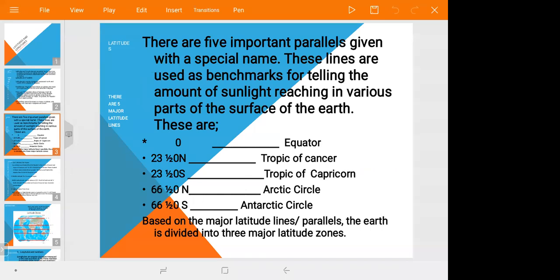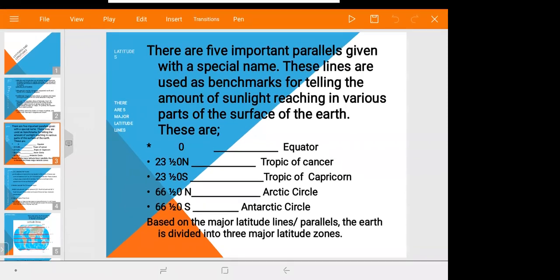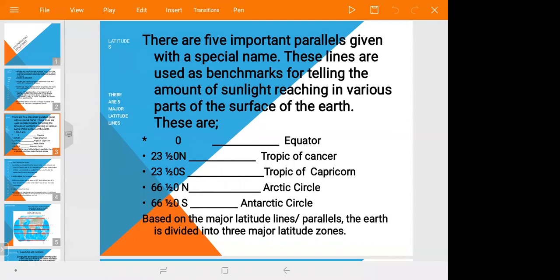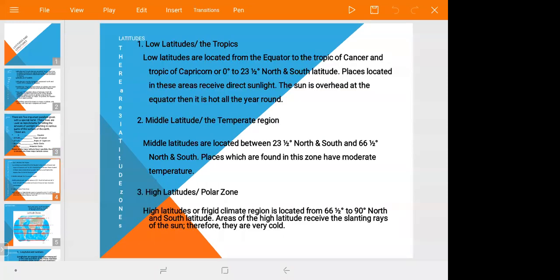Then at 23.5 degrees north latitude, we have a major latitude named the Tropic of Cancer, and 23.5 degrees south, the Tropic of Capricorn. At 66.5 degrees north is the Arctic Circle, and in the south, 66.5 degrees is the Antarctic Circle. Don't forget we have 180 lines, and 5 of them are major and are given a special name.